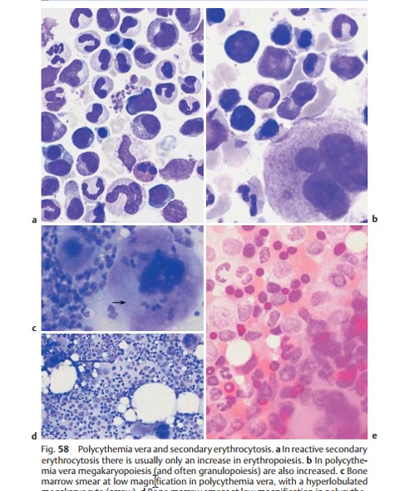Now, polycythemia vera and secondary erythrocytosis are different. Usually polycythemia vera is associated with the bone marrow, while secondary erythrocytosis is due to other causes. Now in reactive secondary erythrocytosis, there is usually only an increase in erythropoiesis. Is it clear? So when it is reactive, only erythropoiesis is affected. While in polycythemia vera, you can have megakaryopoiesis and often granulopoiesis that may also be associated.